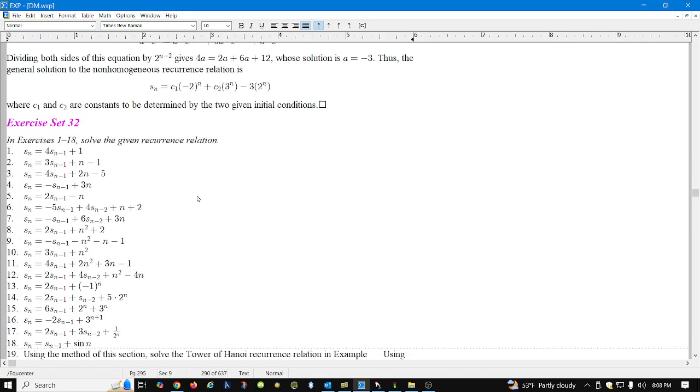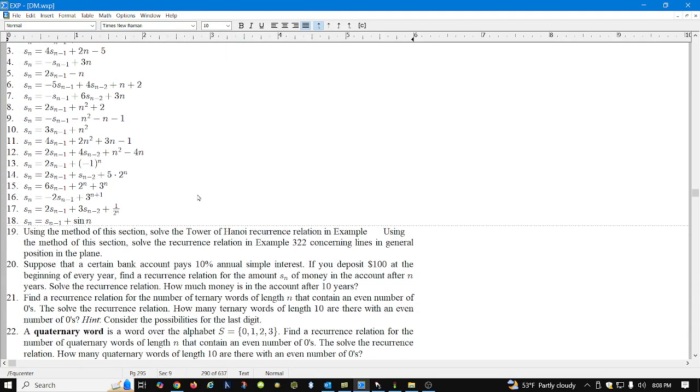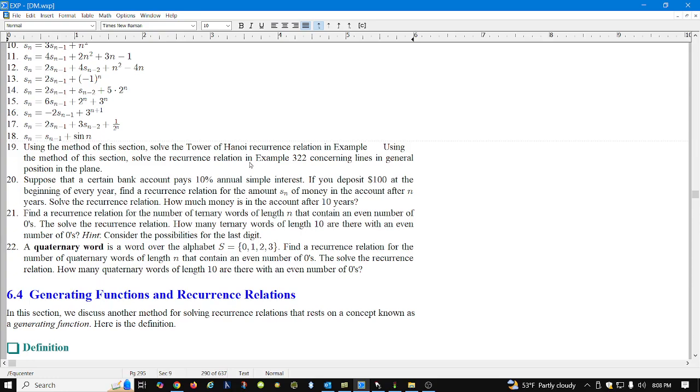There's plenty of problems for you to practice on. And then we're going to move on to the last section in the chapter on recurrence relations, and that is the use of generating functions to find solutions to recurrence relations. So it's a short video, but I would urge you, if you want to hang on to all this, to work some of these exercises.